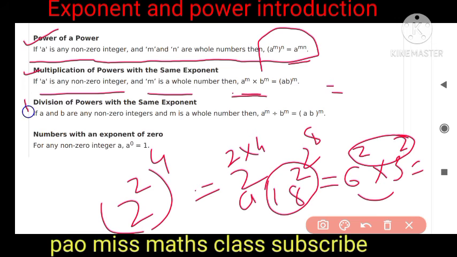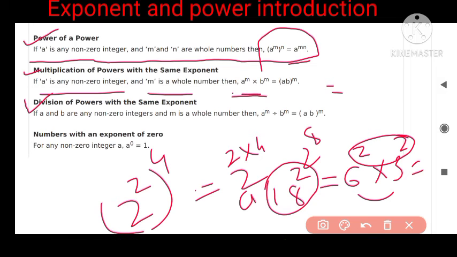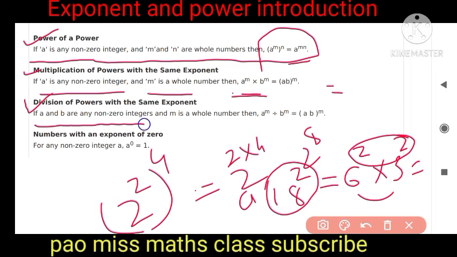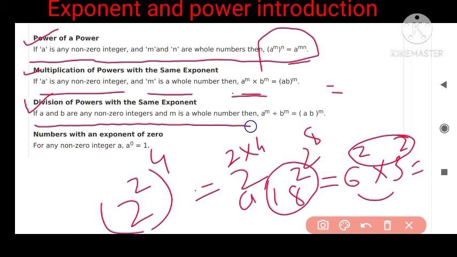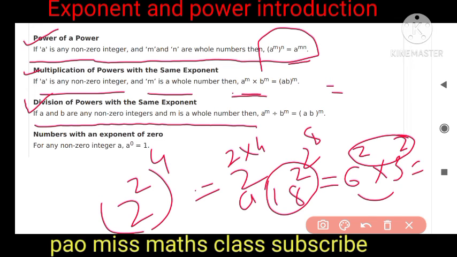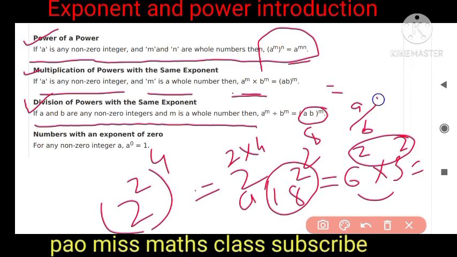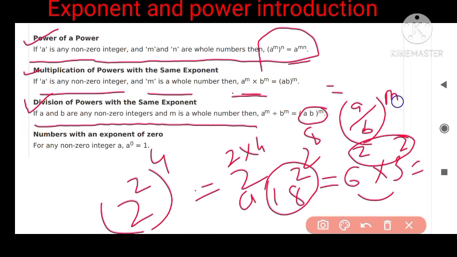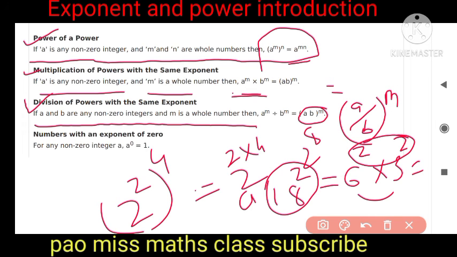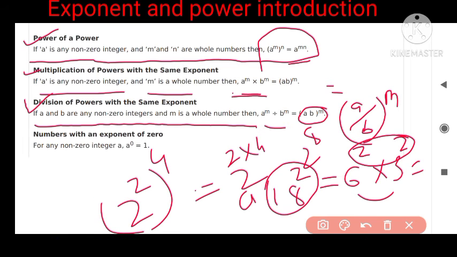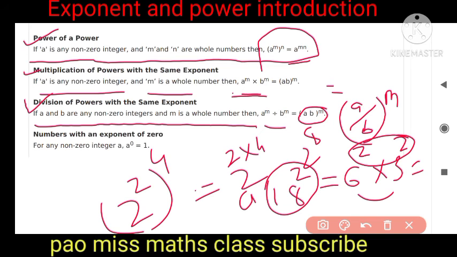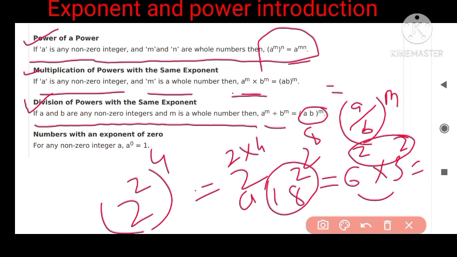Now this is the fifth one: division of powers with the same exponent. If a and b are non-zero integers and m is a whole number, then a to the power m divided by b to the power m is equal to what? This is a printing mistake in the book, so it will be a upon b, whole to the power m. This m should be common for both of them. So this can be written as a divided by b, whole power m. Here m is the exponent, m is the power.